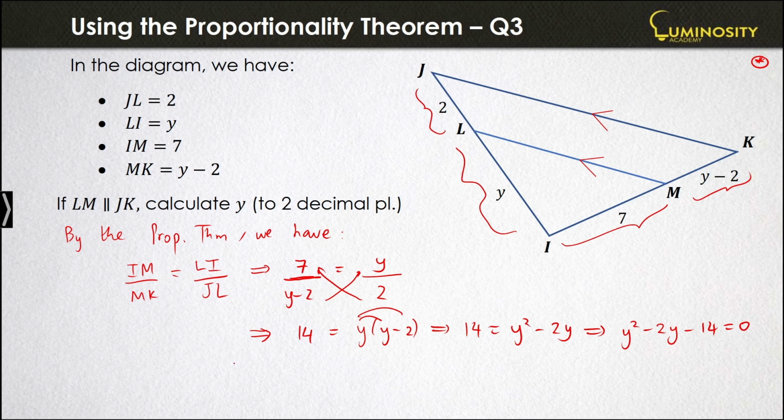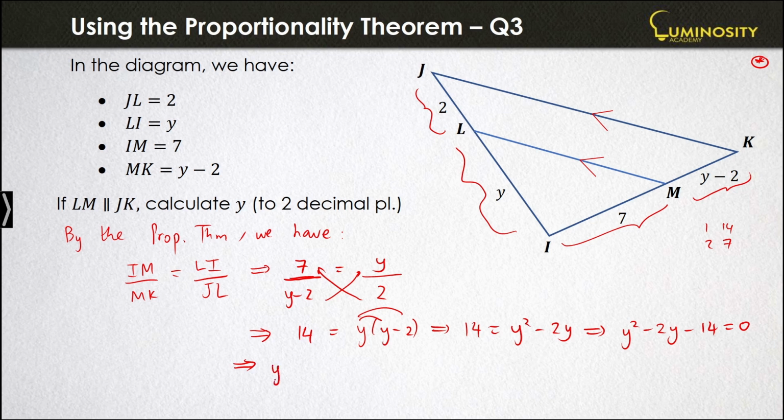So let's see if we can solve this. I think we can try to factorize that. Factors of 14 that give a difference of 2: there's 1 and 14, and 2 and 7. Which of those factors is going to give us a difference of 2? If you look at that, you can see that it's most likely not going to be factorizable, because none of those factors are going to give you a difference of 2.